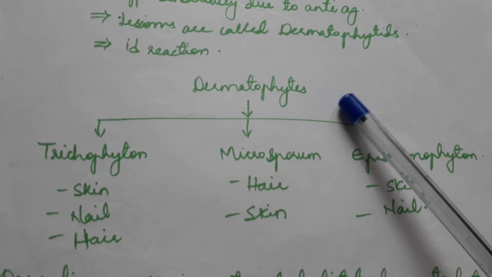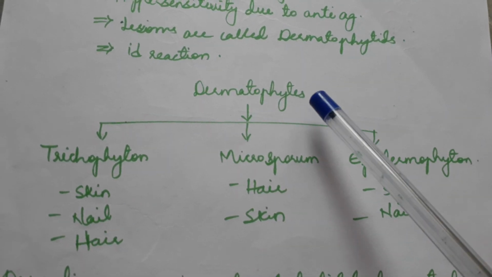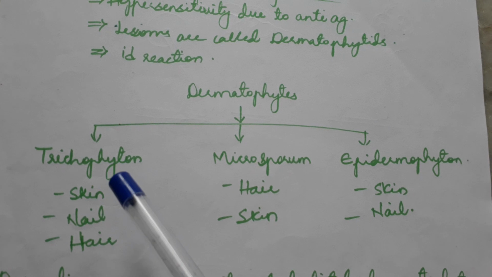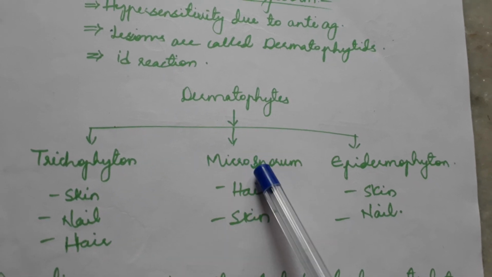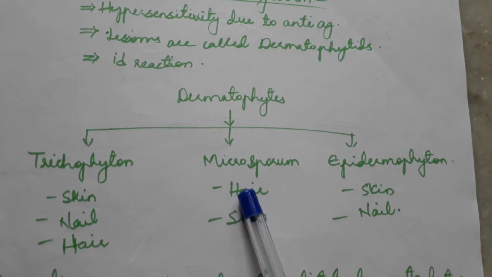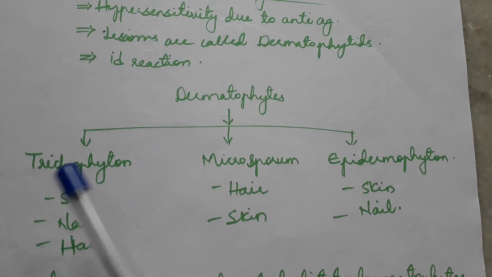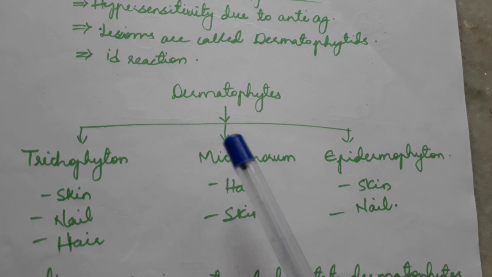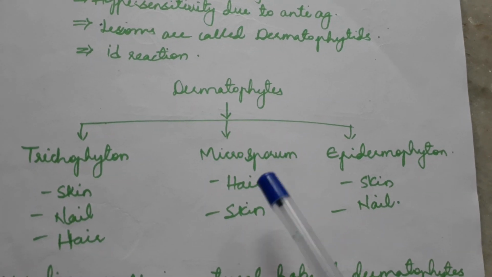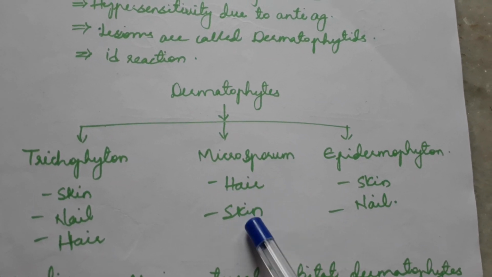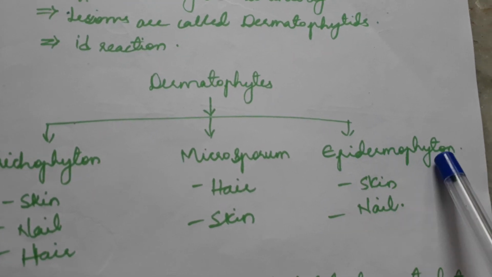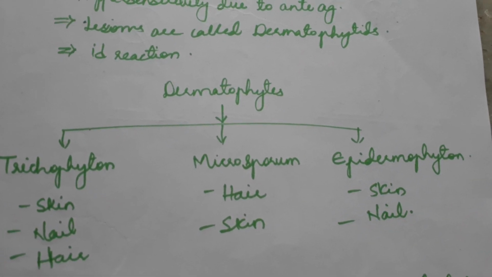Coming to the classification of dermatophytes, it is classified into three genera: Trichophyton, Microsporum and Epidermophyton. Trichophyton infects skin, nail and hair, whereas Microsporum infects hair and skin, whereas Epidermophyton infects skin and nail.